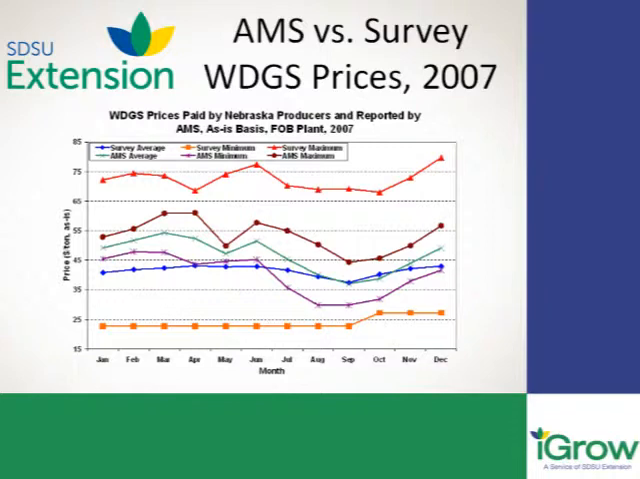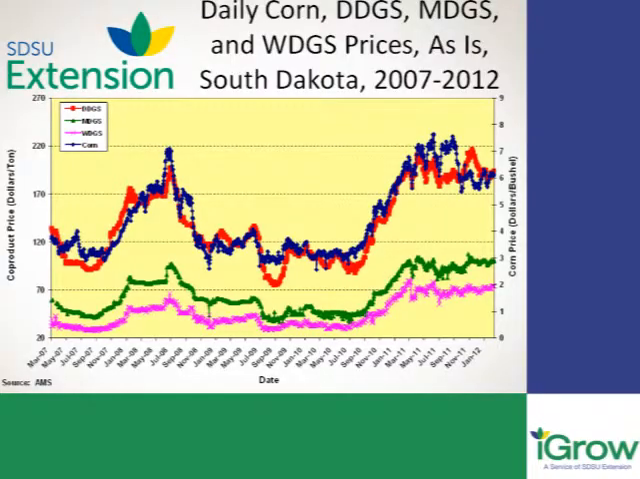So there's a lot of range around any of the prices that I'm going to show you in this presentation and what's available out there in the market. You definitely want to have an opportunity to shop around on various types of products. Now on this graph, I'm showing you the daily corn price along with the dried distiller's grain, wet distiller's grain, and modified wet distiller's grain prices going back to 2007, on an as-is basis, so with the moisture in there.